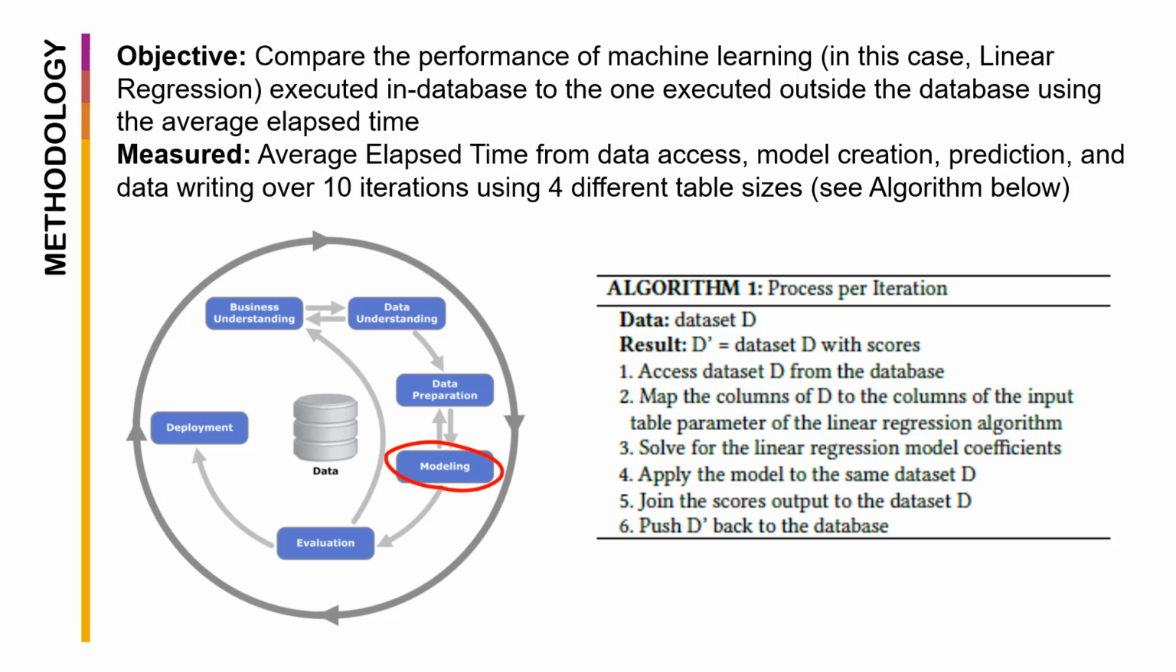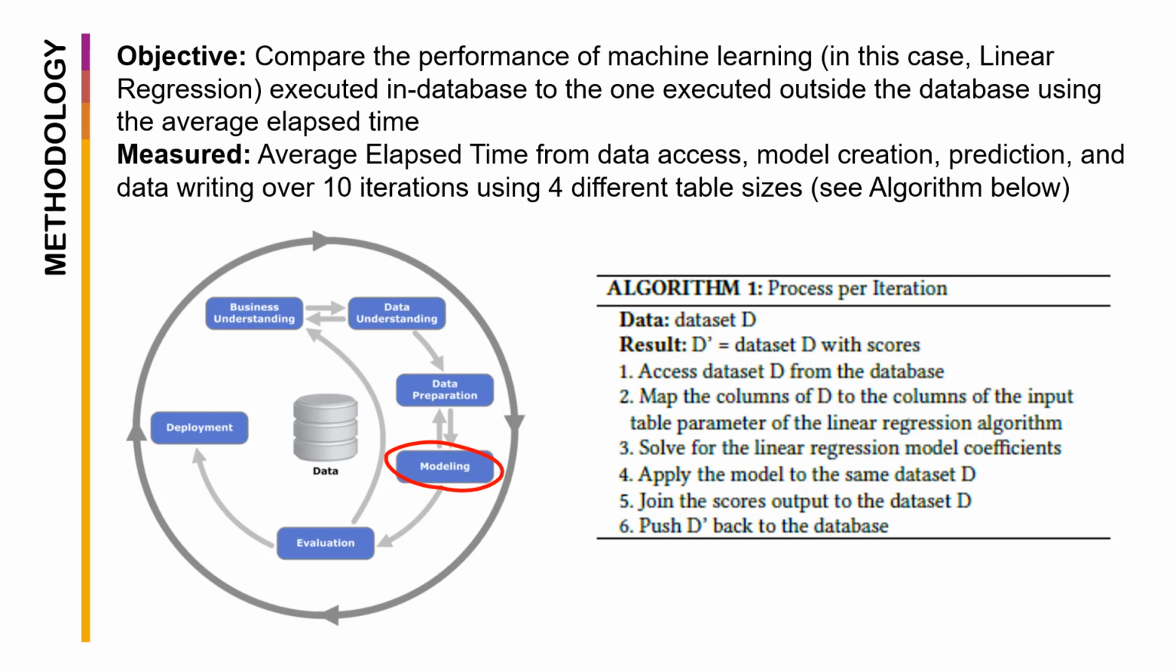We did measure the elapsed time over 10 iterations using 4 different table sizes. So we used 25,000 rows of data, we used 50,000 rows, we used 75,000, and we used 100,000 rows of data.